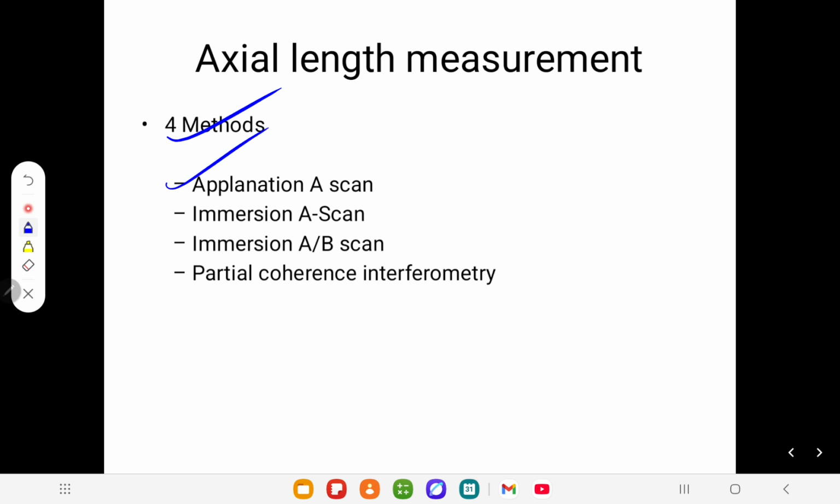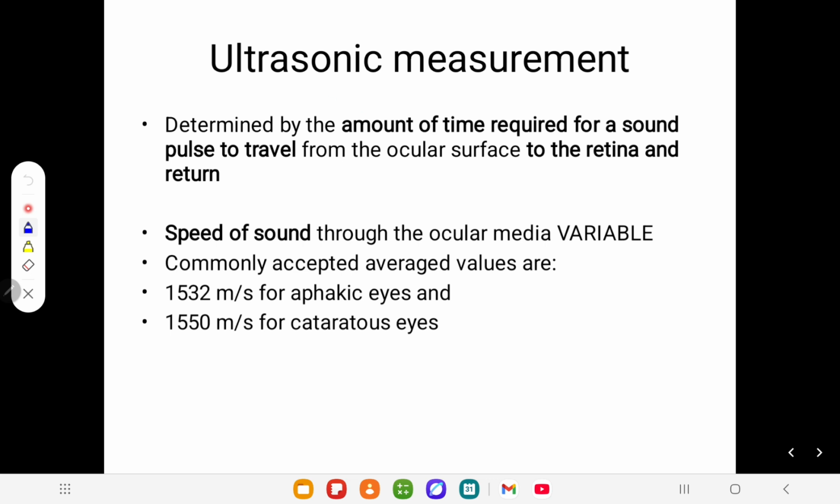So applanation by A scan, and in A scan there are two methods, isn't it? One is the applanation method and another is immersion. Immersion we can do two things: immersion with only A scan and immersion with A plus B scan. Another is partial coherence interferometry, which is basically the IOL Master. But yes, nowadays it's more like OCT. There is also OCT in combination with a Placido camera, and there are a lot of things going on, which is very good, isn't it?